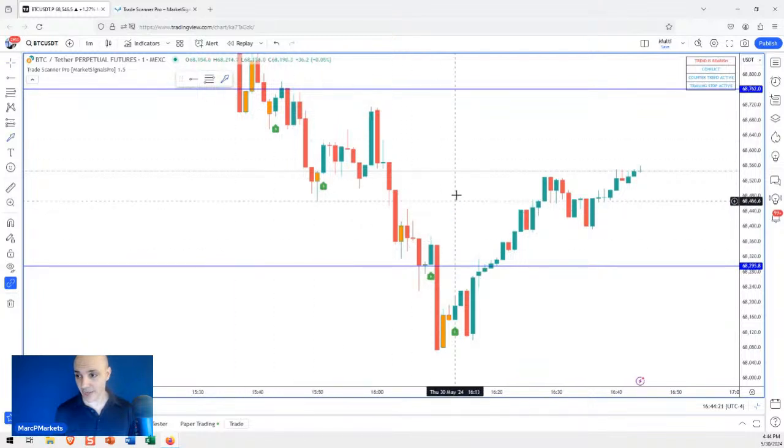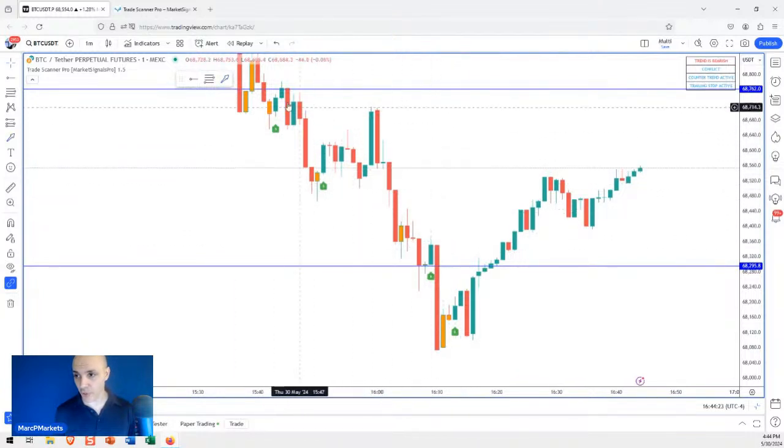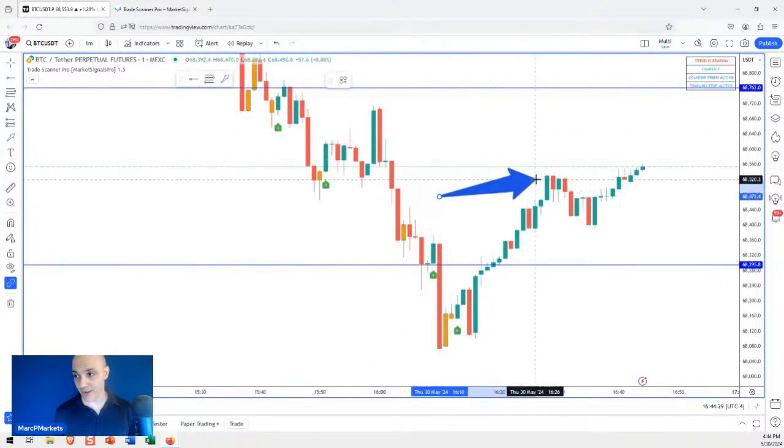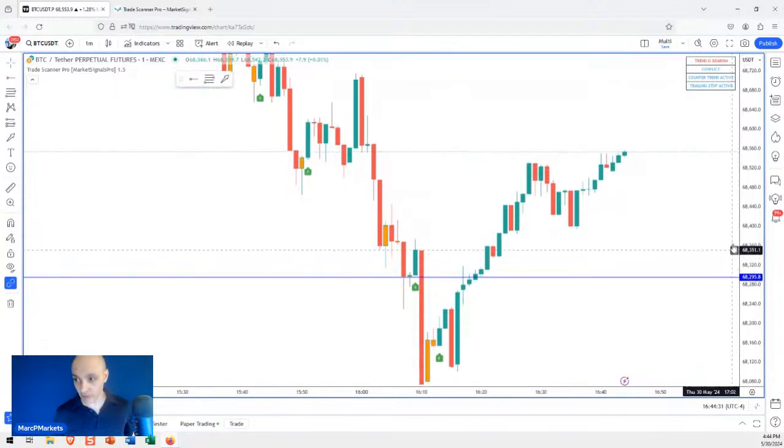And this short that I took, this short over here, was a very minor level. This was even more minor, as I pointed out earlier. This is even more minor and a lower probability. Good thing I got out.